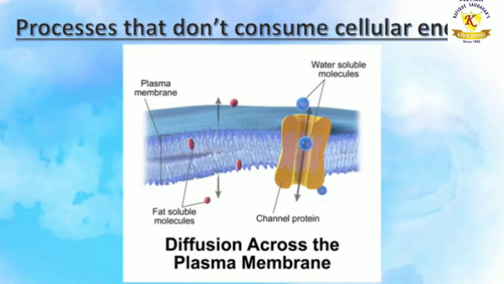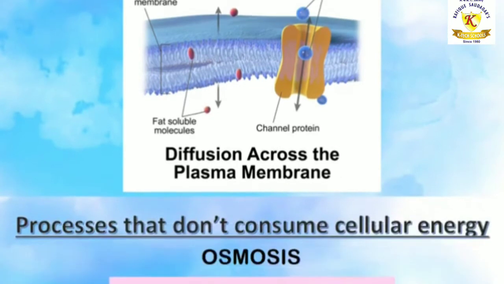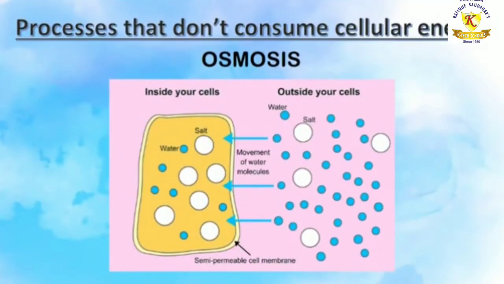So, this process is called diffusion. It does not consume any cellular energy. The second process we have is osmosis. Now here, the traveling of water from a part with more water to a part with less water through a selectively permeable membrane is called osmosis. Now look at the diagram over here.